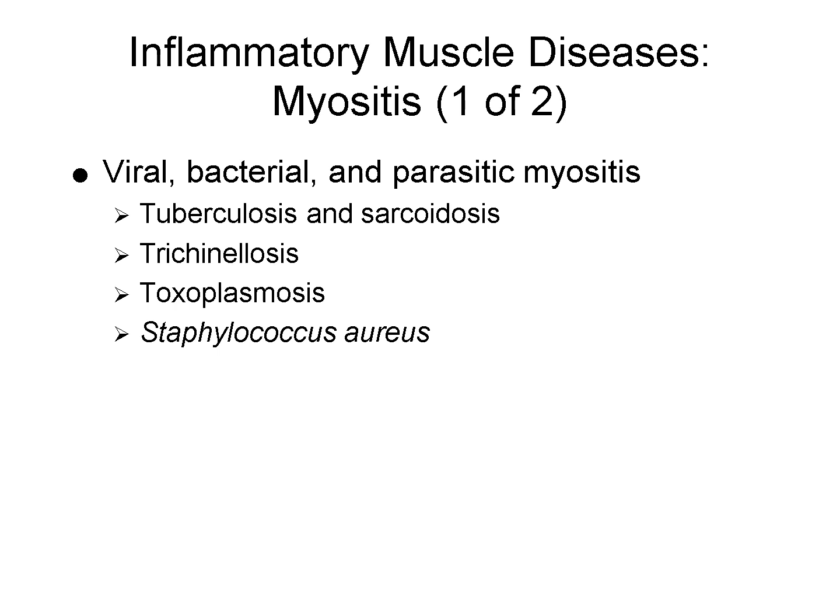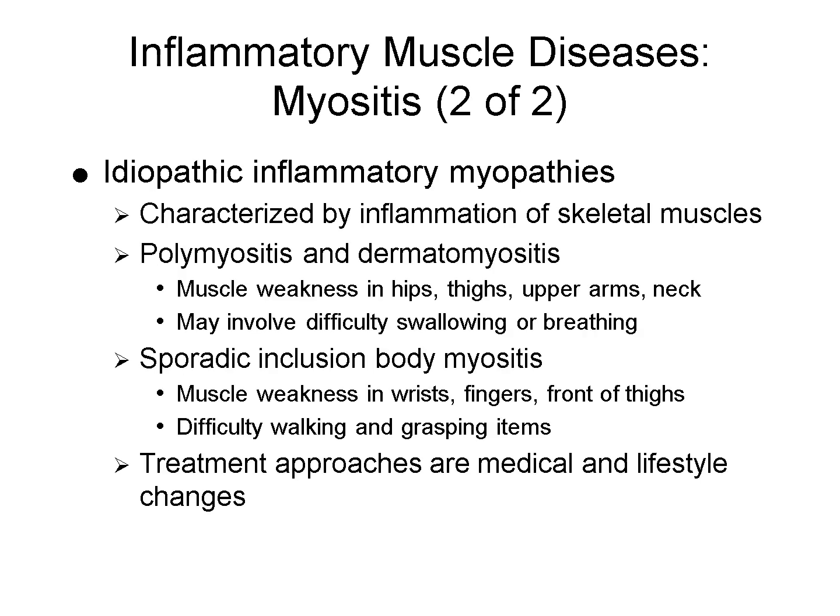Myositis is inflammation of skeletal muscle caused by viruses, bacteria, parasites, or autoimmune reactions. Infections like trichinosis, toxoplasmosis, and tuberculosis can infiltrate muscle and cause pain, swelling, and weakness. Diagnosis may involve lab tests, biopsy, and imaging. Treatment depends on the underlying infection or inflammation source.